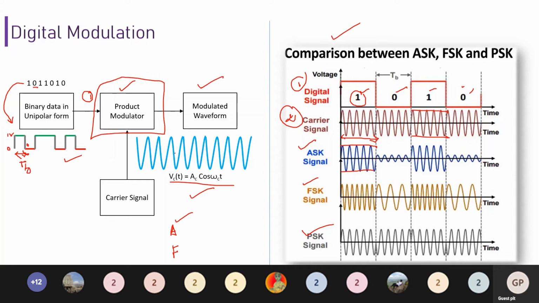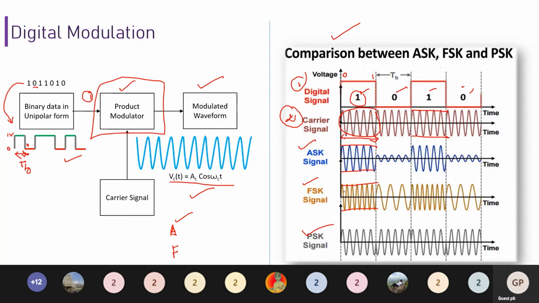The second type of digital modulation is called frequency shift keying. As you can see here, whenever we have logic 1, the carrier pulse is taken in a constricted manner. As you can see, the number of cycles has been varied. For the time period of 0 to 1 second, the number of cycles in the carrier is 1, 2, 3, 4, 5 cycles.